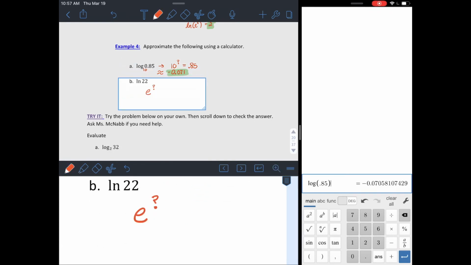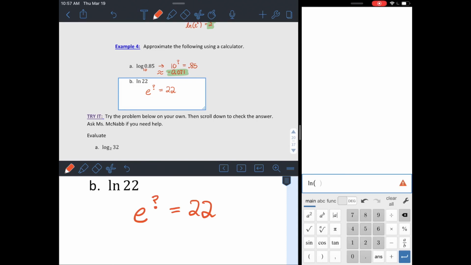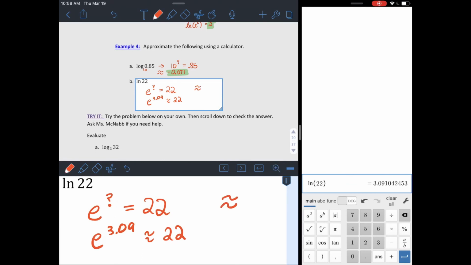This is natural log, so I'm looking for e to what power gets me 22. Again, maybe it's 3, maybe it's 4. I'm going to try in Desmos the natural log under the functions menu. So it's approximately 3.09. You could try it and check yourself. If you raise e to that power, you should get around 22. So your logarithm equals approximately 3.091. 3 decimal places is good.